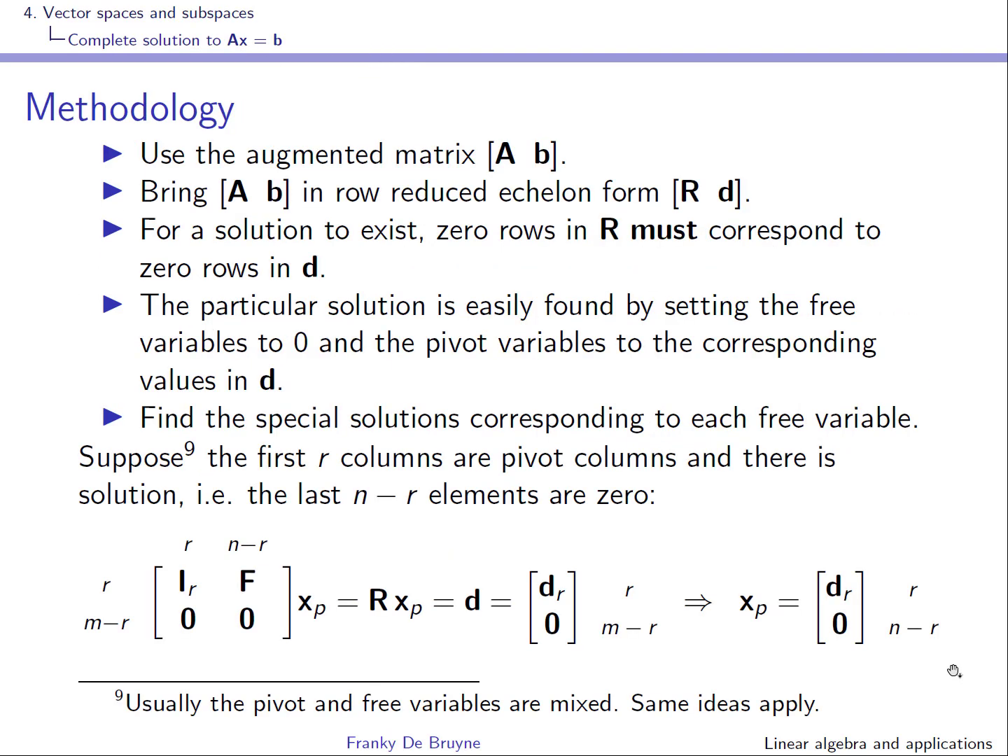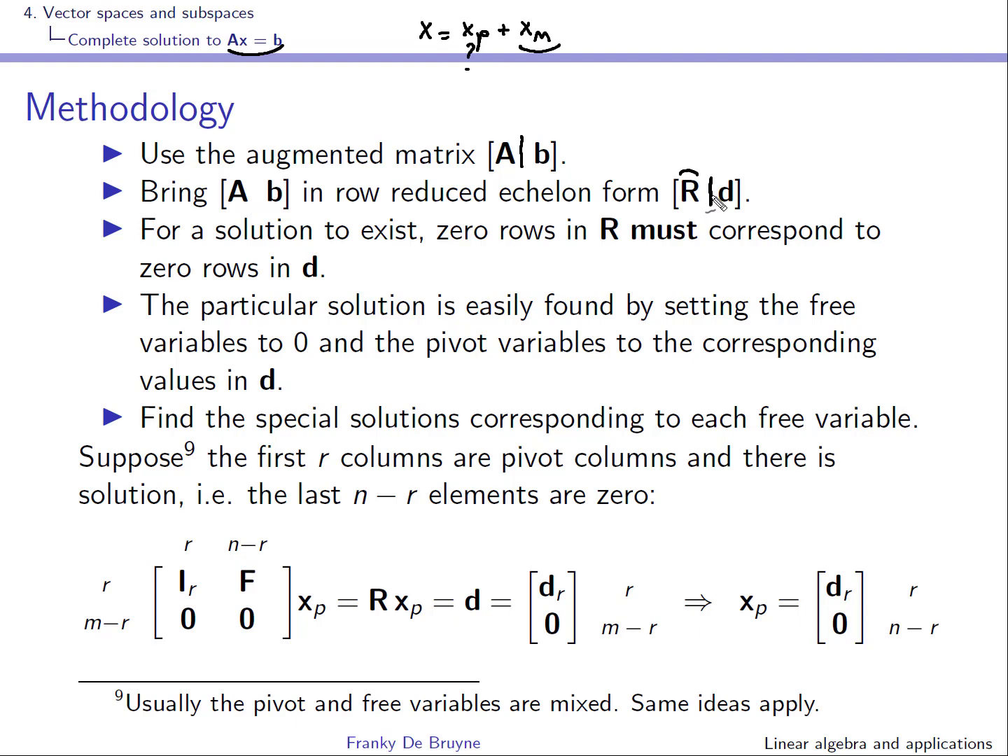Okay, so we want to find a complete solution to Ax = b. We have already seen that x can be written as x_p plus x_n. This one we know how to find, so we are looking for a way of finding x_p, right? So we start from the augmented matrix where we put A and b right next to it, and we bring A in its row reduced echelon form.